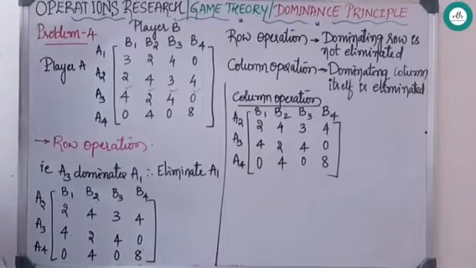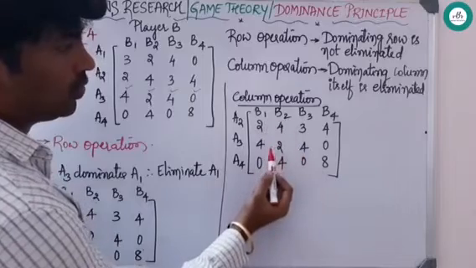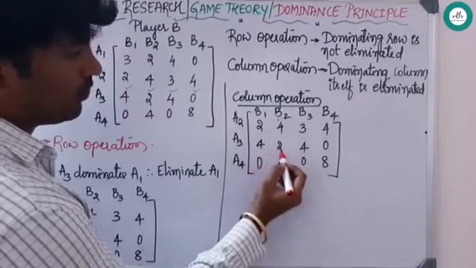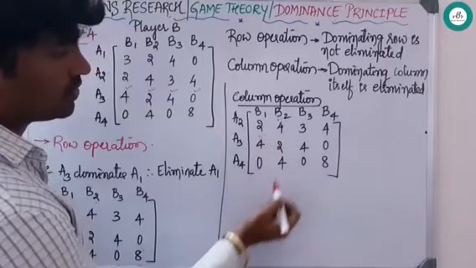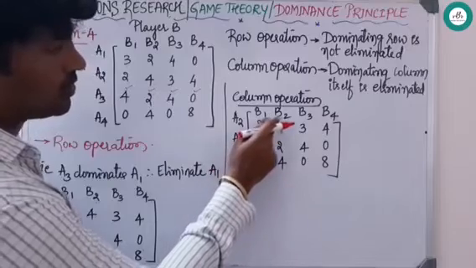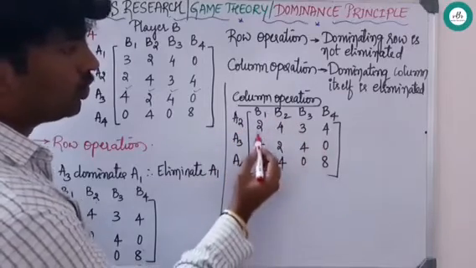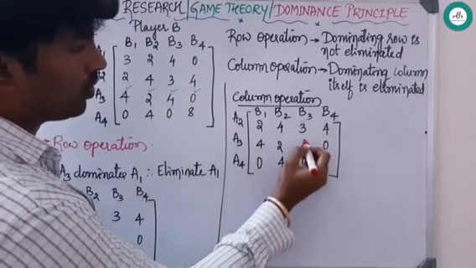So coming to the column operation, we shall compare the first two columns, that is B1 and B2. So 2 and 4, 4 is greater. 2 and 4. So with this 4 and 2, 4 is greater. So it is not possible to compare the first column and the second column. Now compare the first column with the third column. 2 and 3, so 3 is greater. 4 and 4, so this is equal.